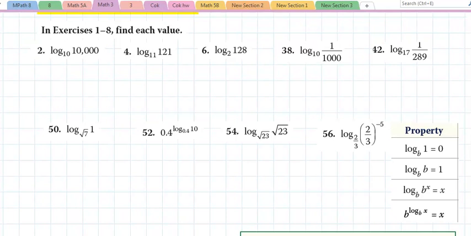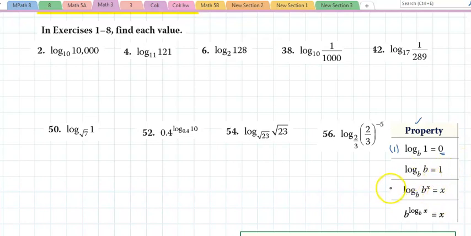Okay, on the next set of problems, I did copy the properties for you right here. Keep in mind how that works. Property number 1: log of any base of 1 is always 0.